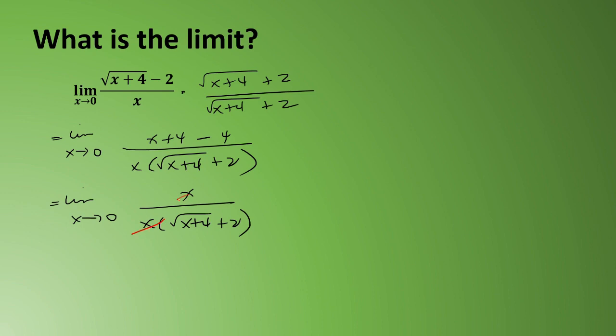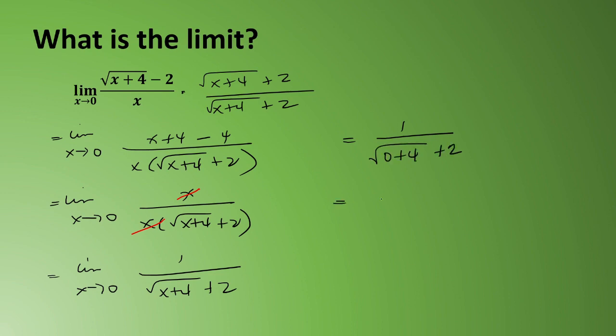We can cancel x and we can have the limit as x approaches 0 of 1 over the square root of x plus 4 plus 2. And by substitution, we can have 1 over the square root of 0 plus 4 plus 2. So we have 1 over 2 plus 2, and that would be 1 over 4.